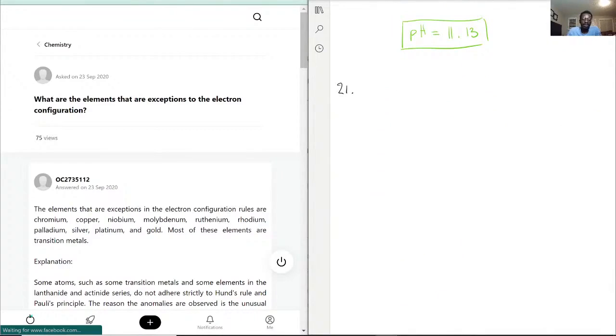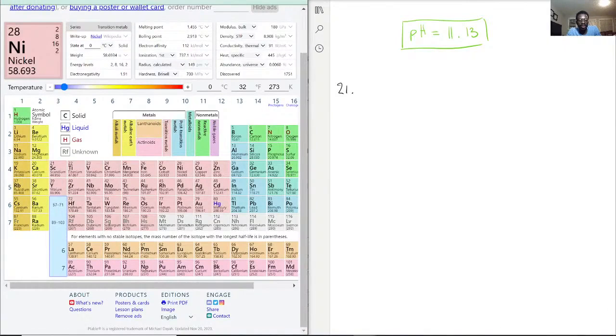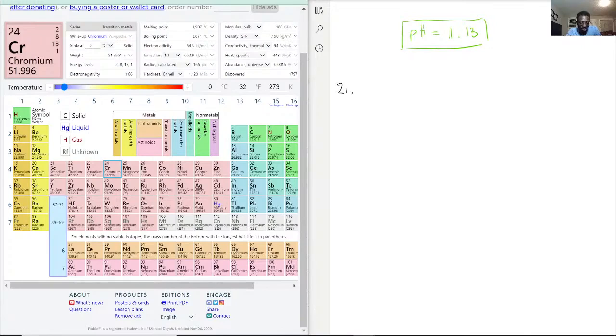What elements are exceptions to electron configuration? Let's actually look at our periodic table. I think I'm starting to understand the ones that are exceptions. If you look at column 6, as you remember, that one was chromium, and that's the one that had the exceptions to electron configuration.